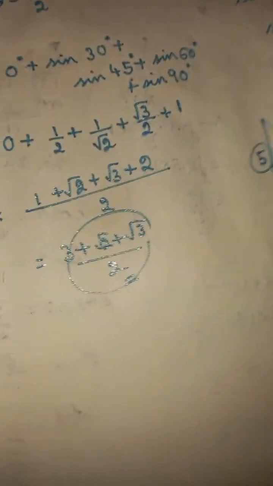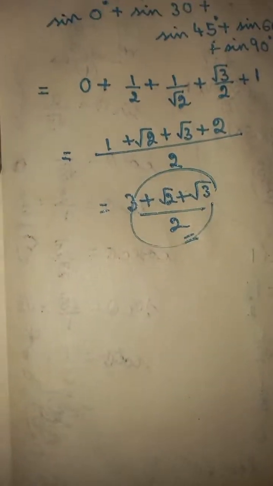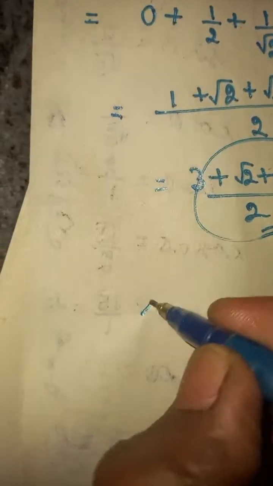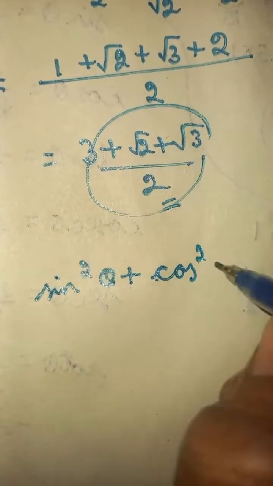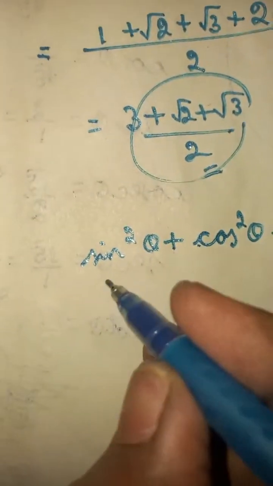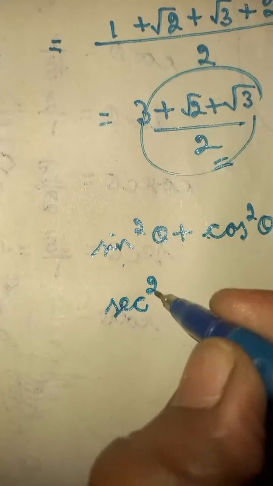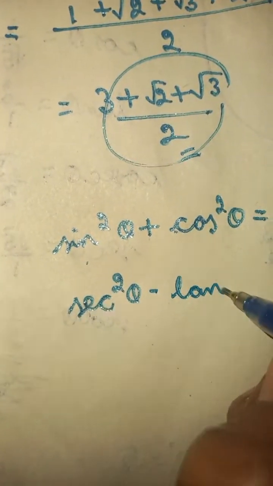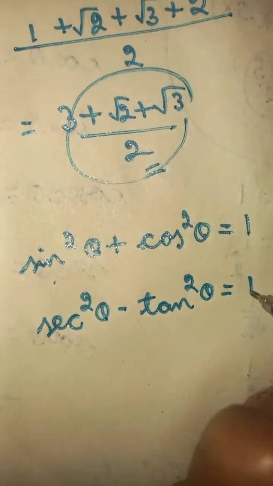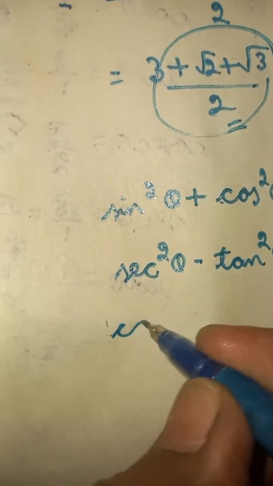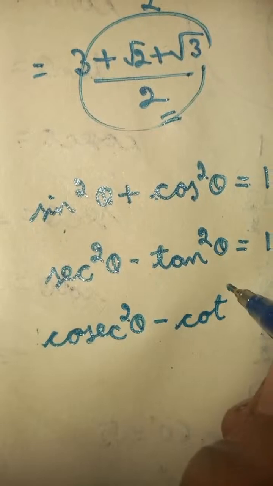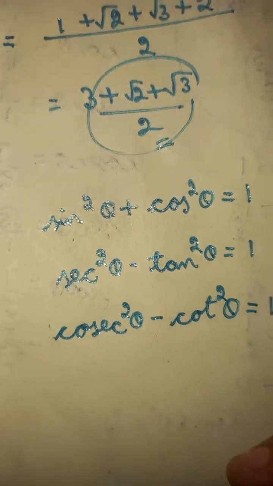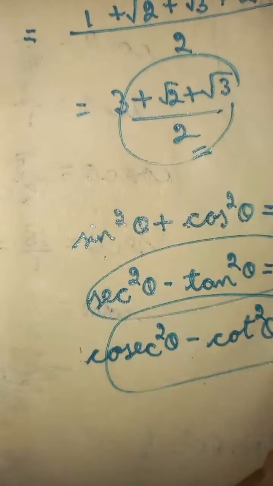Let's take the final part. I'm going to write the three identities at last. That is sine square theta plus cos square theta is equal to 1. And secant square theta minus tan square theta is also equal to 1. Cosecant square theta minus cot square theta is equal to 1. Those three are identities. I'm going to do different problems in the next video. Now bye.